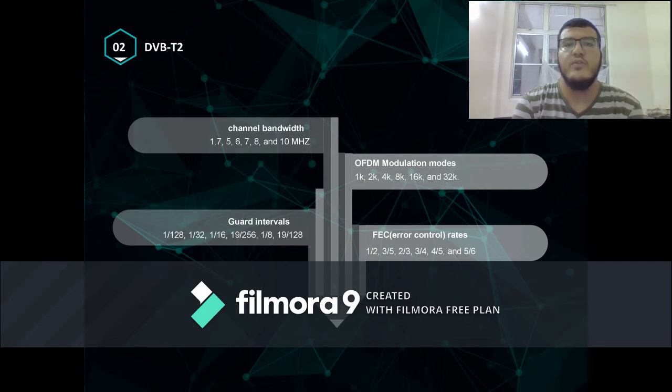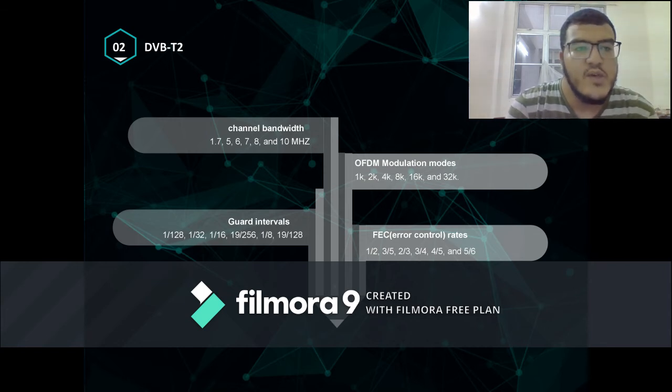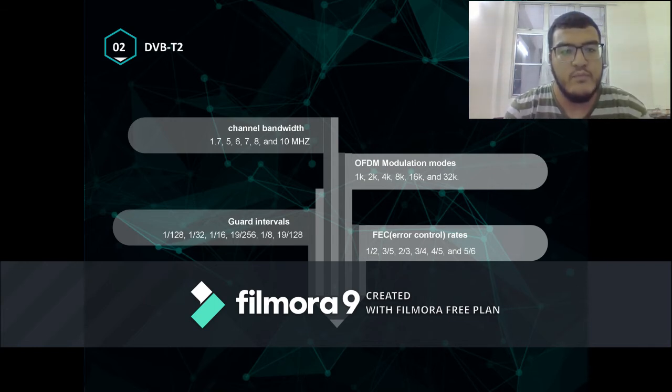OFDM is a method of modulation in which the modulating signal is split into multiple data streams or multiple frequencies to reduce interference or crosstalk. Here we have multiple OFDM modes: 1K, 2K, 4K, 16K, and 32K. Next are the FEC rates, or forward error correction rates. FEC is used by the coders or programmers to ensure that there is no noise, just like the guard interval, but it's a different technique.